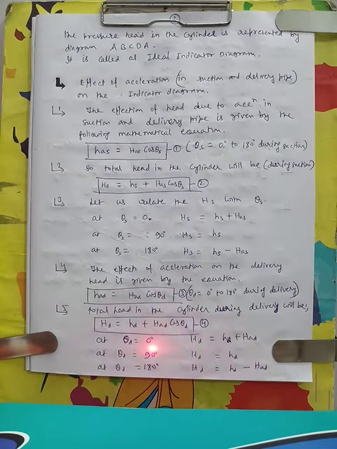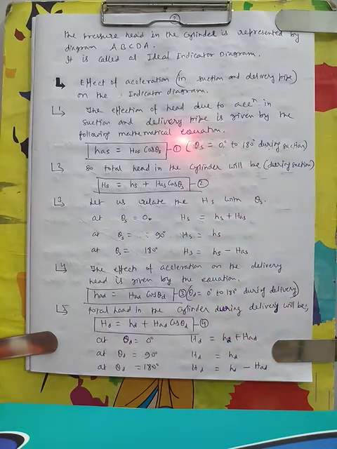So at 0 degree, the delivery head will be HD plus, at 0 degree this will be 1, so HD plus HAD. At 90 degree, HD plus 0, because cos 90 is equal to 0. And at 180 degree, HD minus HAD, because cos 180 is equal to minus 1. So at 0 degree, this much will be delivery head. At 90 degree, this much will be delivery head, and at 180 degree, this much will be delivery head.